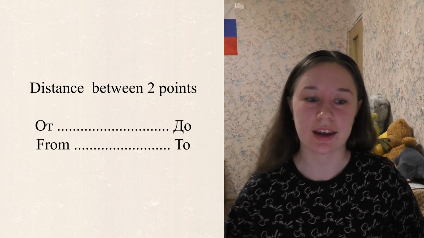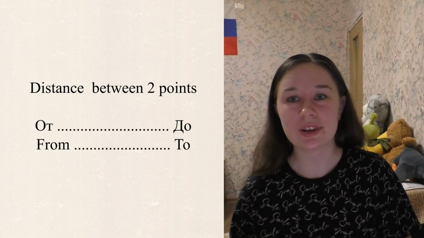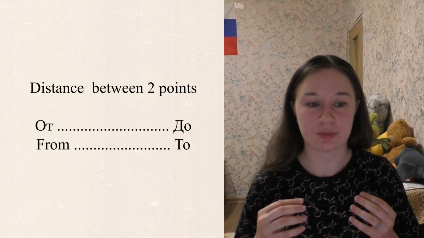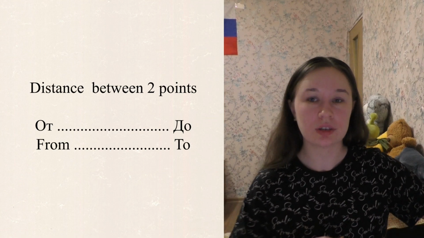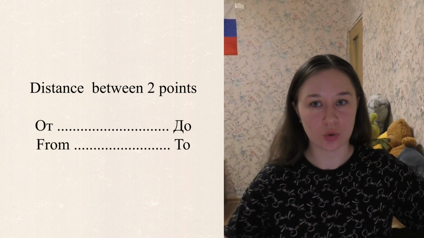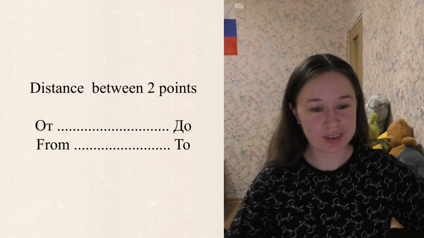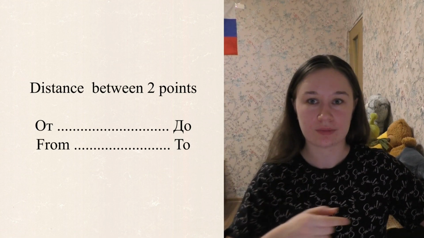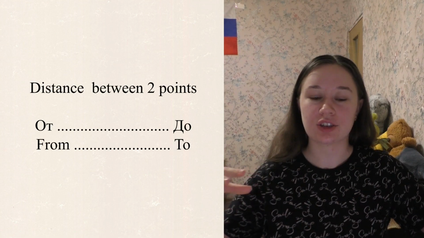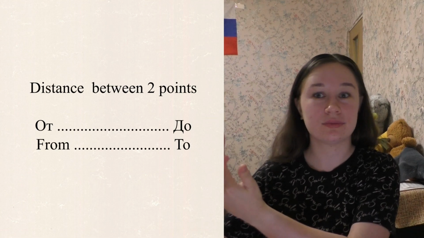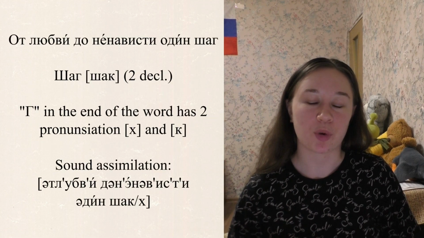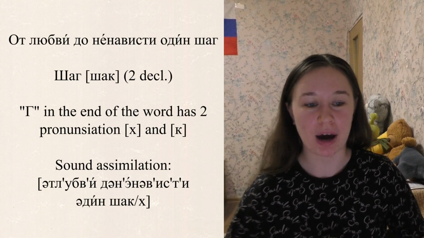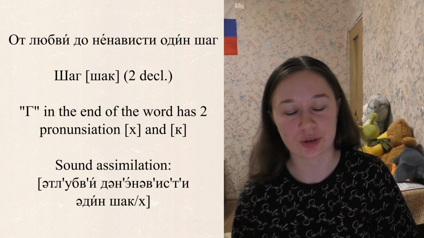And if I want to say from home to school 6 kilometers, I will do it with these prepositions like от home до school 6 kilometers. That's distance, от from, and to до. Let's see the perfect example. It's a common phrase about love and hatred.